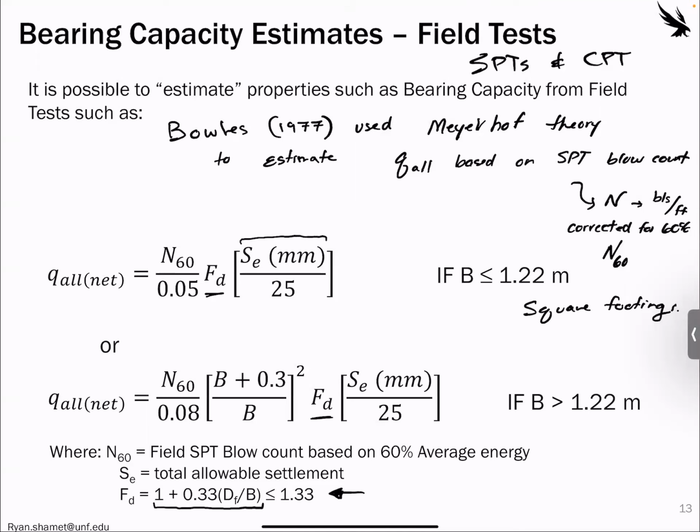So choose the smallest. So either that calculation, or if it's larger than 1.33, then you would do 1.33 as your smallest one. This one is still used today. There's some software that FDOT has that you would use.